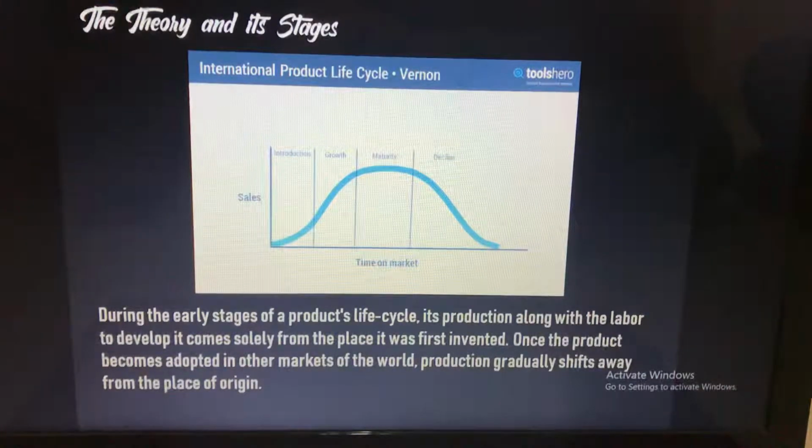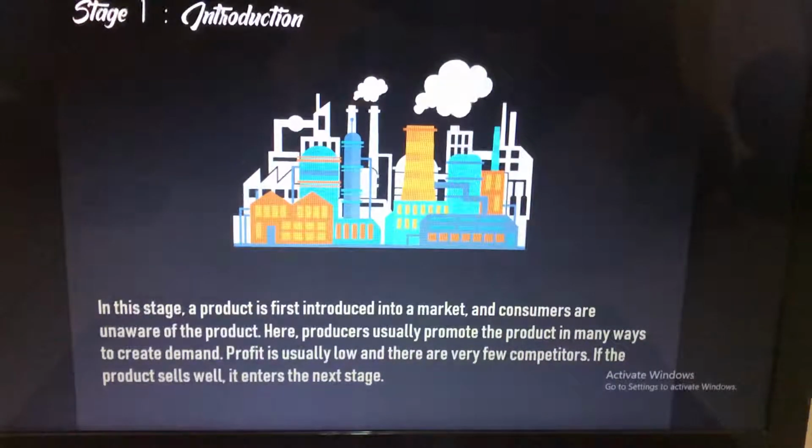Now, of course, this theory is still a theory and it's not a fact, but it has been proven to become a useful model for a lot of producers in ensuring that their product stays in the market and they can gain continuous sales. Alright, so let's talk about the first stage.